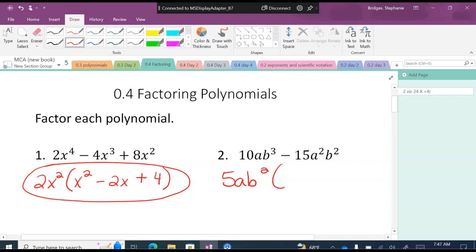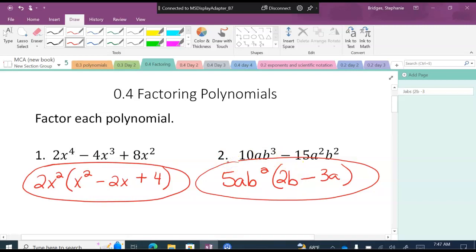And then what I'm going to do is divide each one of those terms by that 5ab squared and tell what's left. If I take 10ab to the third and divide it by 5ab squared, what's left? 2b. Bring down that minus sign. And then if I take 15a squared b squared and divide it by 5ab squared, I'm left with 3a. And again, 2b minus 3a cannot factor any further, so that is all we can do there. So again, sometimes all you can do is pull out a GCF and you cannot go any further.